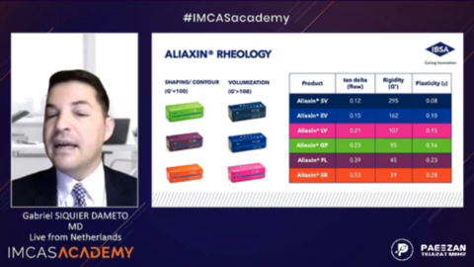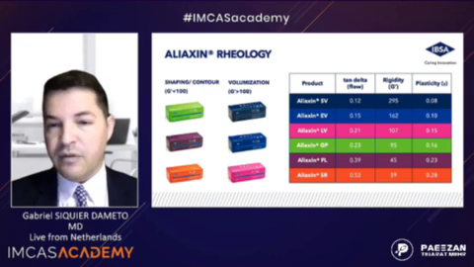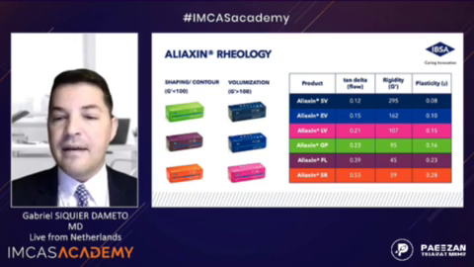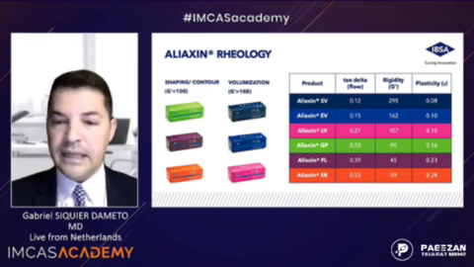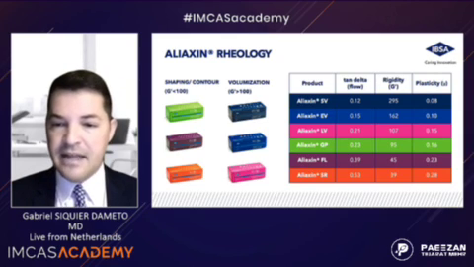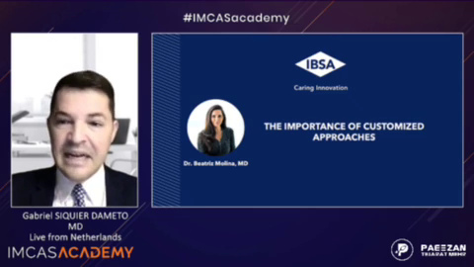We see on the other side that the tan delta is changing as well. The higher the G prime, the more it progressively reduces the tan delta, the flowability of the product, and the plasticity. But that's exactly what we want. We want to have a portfolio of products for different indications and different depths of injection to achieve natural results and to be able to adapt to the specific needs of our patients.